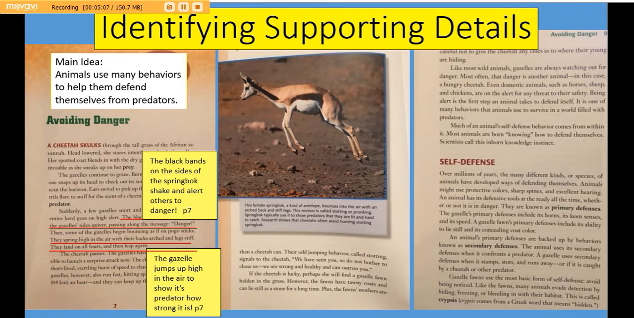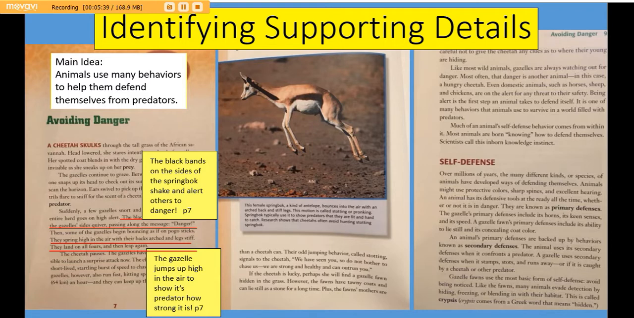Like most wild animals, gazelles are always watching out for danger. Most often, that danger is another animal, in this case, a hungry cheetah. Even domestic animals, such as horses, sheep, and chickens, are on the alert for any threat to their safety. Being alert is the first step an animal takes to defend itself. It is one of many behaviors that animals use to survive in a world filled with predators.